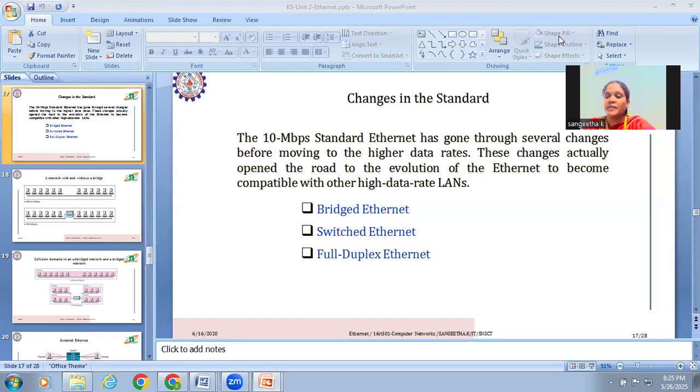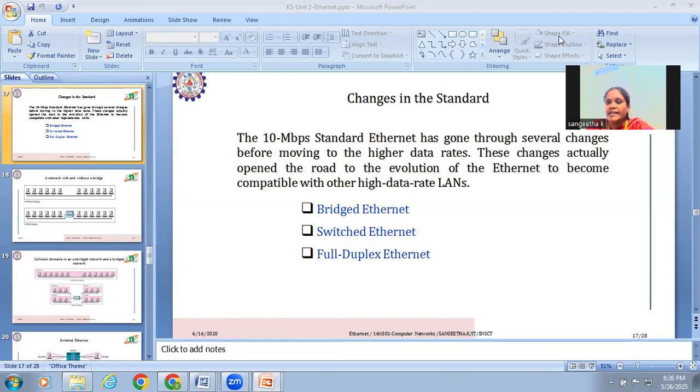In this session, we're going to discuss the changes in the standard Ethernet. In the last session we discussed the Ethernet standard. Now we're going to discuss the changes in standard Ethernet. The standard Ethernet supports 10 megabits per second, and it went through several changes before moving to a higher data rate. These changes opened the evolution of the various standard Ethernets based on higher data rates.